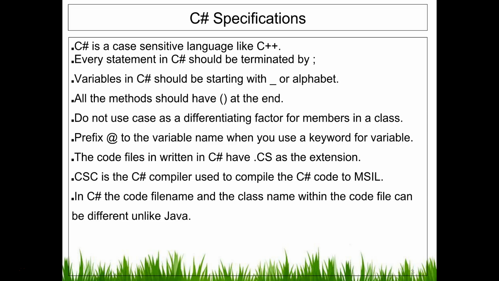And the code file that you are writing your C# in should have the extension .cs. It cannot be any other extension because the compiler won't compile, so it has to be a .cs extension. And then CSC, that is the command line compiler for C#, is used to compile the C# code into MSIL. In C# code, unlike Java, the file name and the class within the file can be totally different, but even Java got rid of that actually very recently.